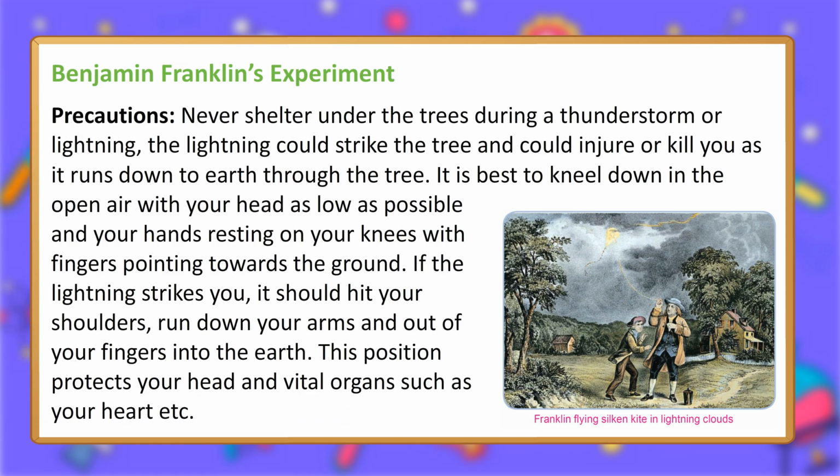Precautions: never shelter under the trees during a thunderstorm or lightning. The lightning could strike the tree and could injure or kill you as it runs down to earth through the tree. It is best to kneel down in the open air with your head as low as possible and your hands resting on your knees with fingers pointing towards the ground. If the lightning strikes you, it should hit your shoulders, run down your arms and out of your fingers into the earth. This position protects your head and vital organs such as your heart.